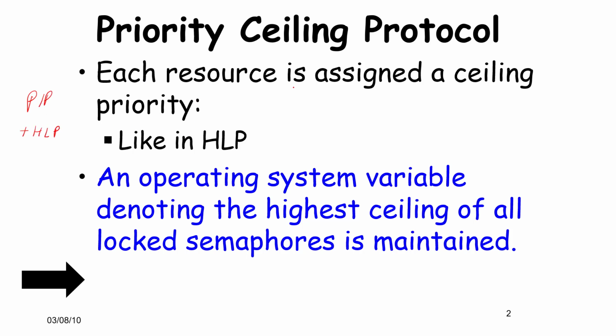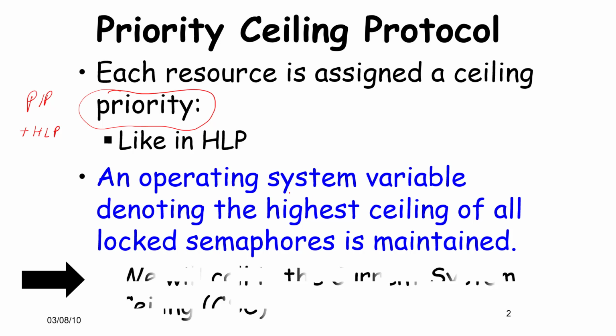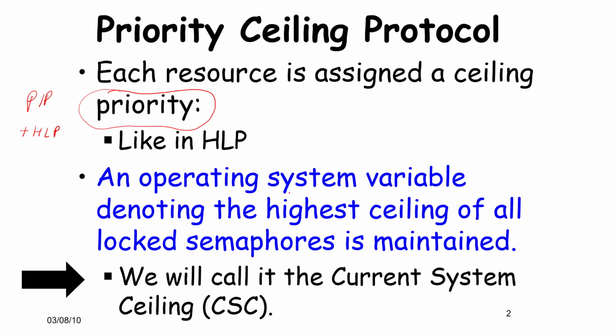Like in HLP, each resource is assigned a ceiling priority, where the idea is the same. You take all the tasks which may possibly request a resource, which is assumed to be known accurately a priori, and the maximum of those is the ceiling priority of the resource, where we are assuming FIFO scheduling. Furthermore, in this case we define something called a system wide ceiling, which is nothing but the highest of all ceilings for all the resources that are currently in use.